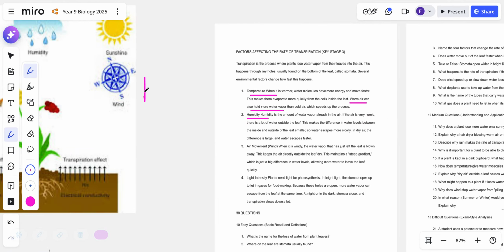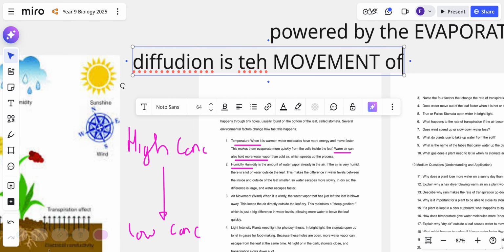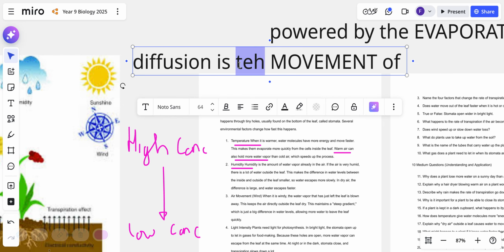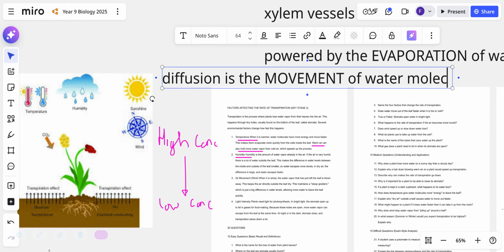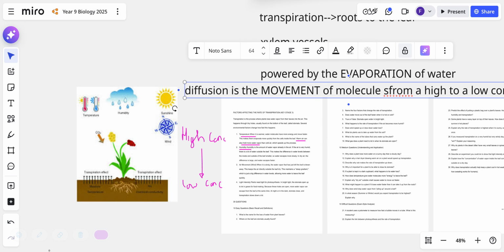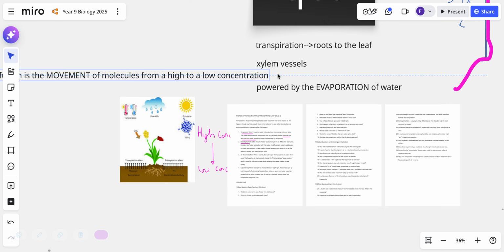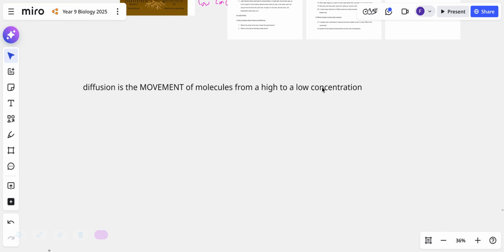Okay, so the kind of thing I have in my head is diffusion, which is the movement of anything from a high concentration to a low concentration. Diffusion is the movement of water molecules, or anything actually, I'm just going to put, of molecules from a high to a low concentration. And that really tells us something: if it's warm, the molecules are moving faster, therefore diffusion is happening faster. Okay.